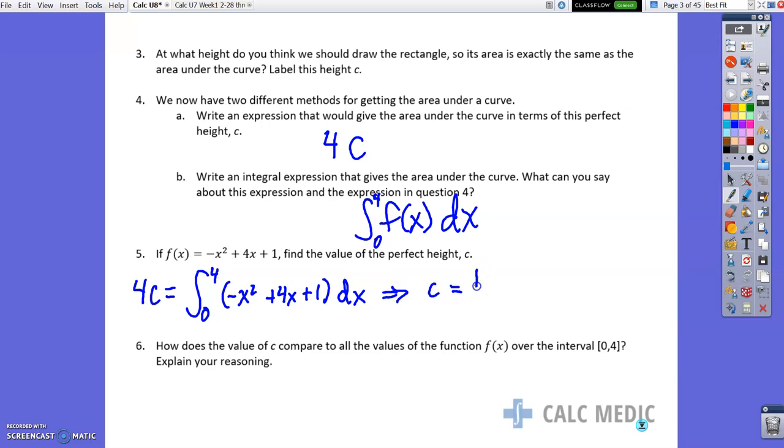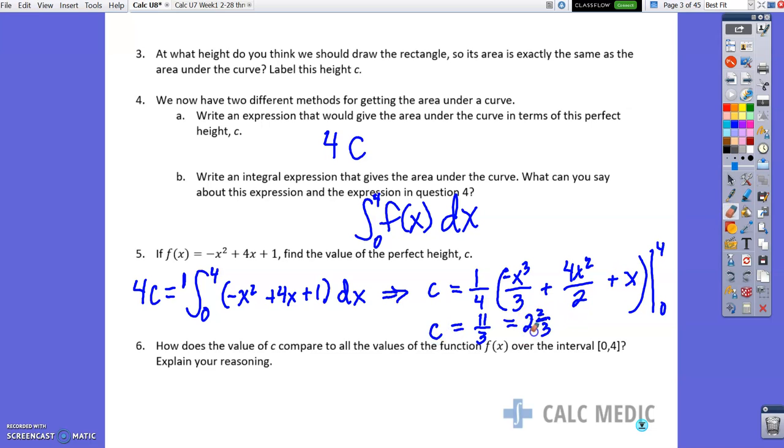I'm going to get C alone. So C is equal to 1 over 4, because of the invisible 1 right here, divided by 4, times the integral from 0 to 4. Actually, let's go ahead and integrate. I don't have a lot of space here. So integrating, we're going to have negative x cubed over 3 plus 4x squared over 2 plus x, evaluated from 0 to 4. And as we go through the process and do all the work, which I have done on another piece of paper, not using a calculator, the long, annoying, arduous way, I get C.